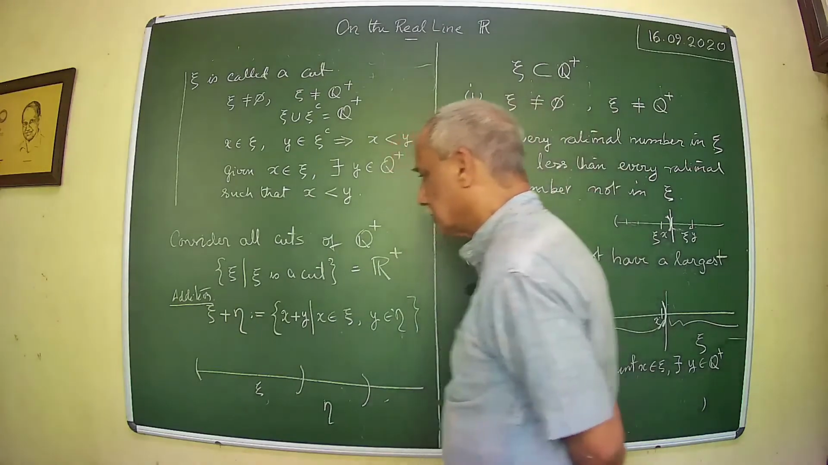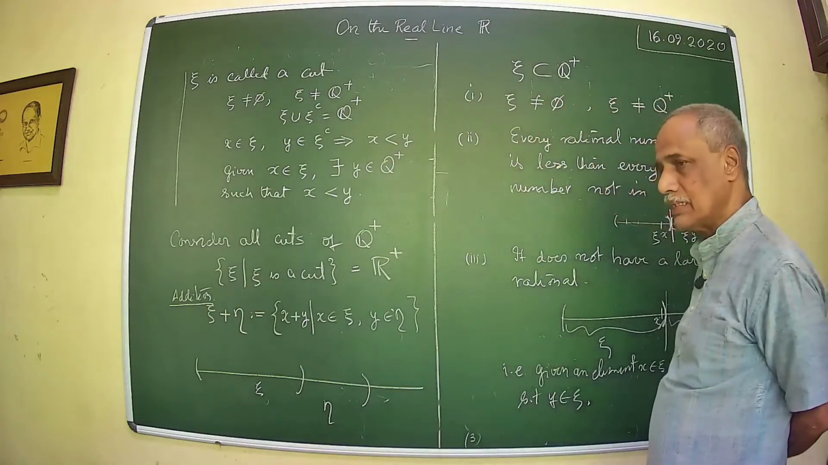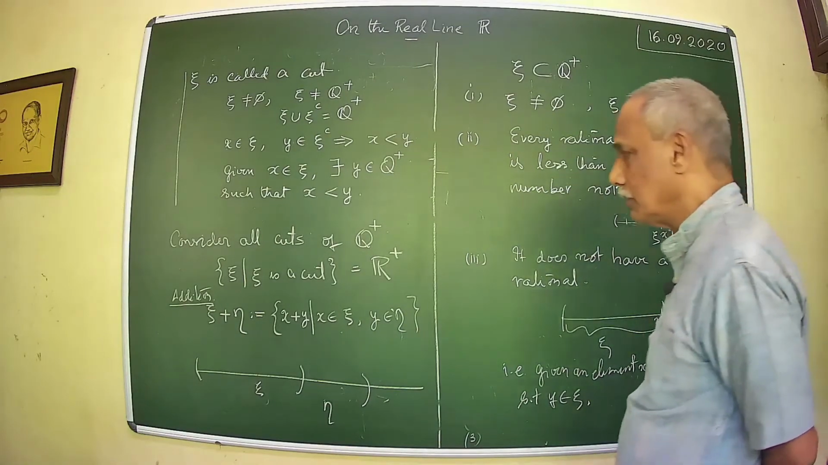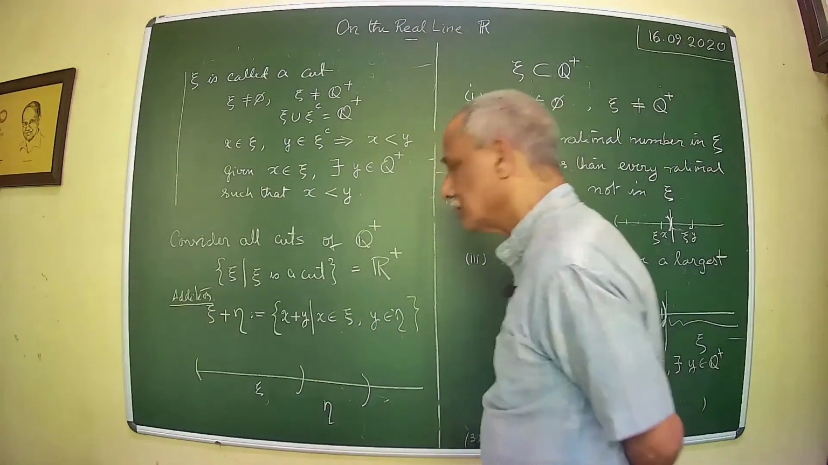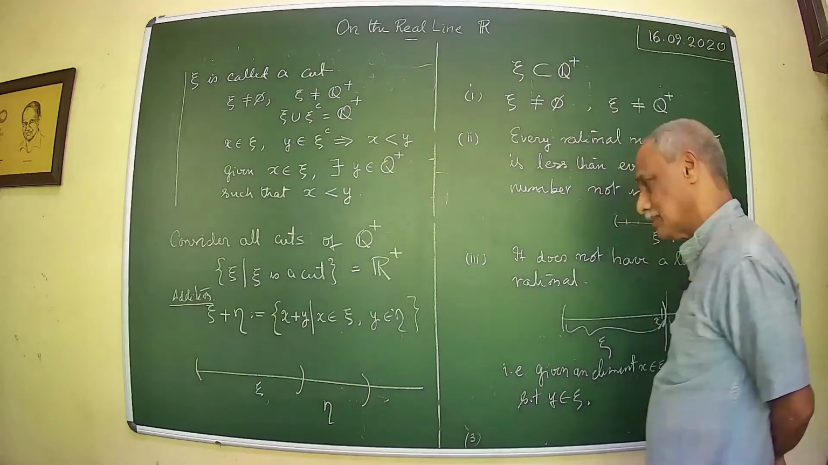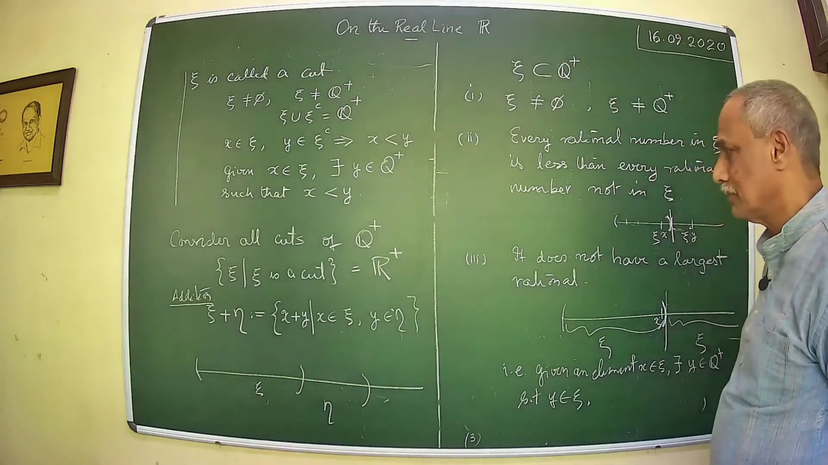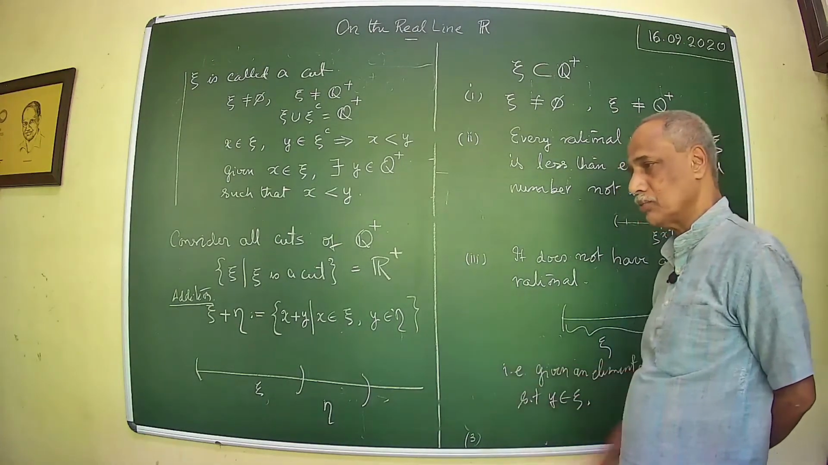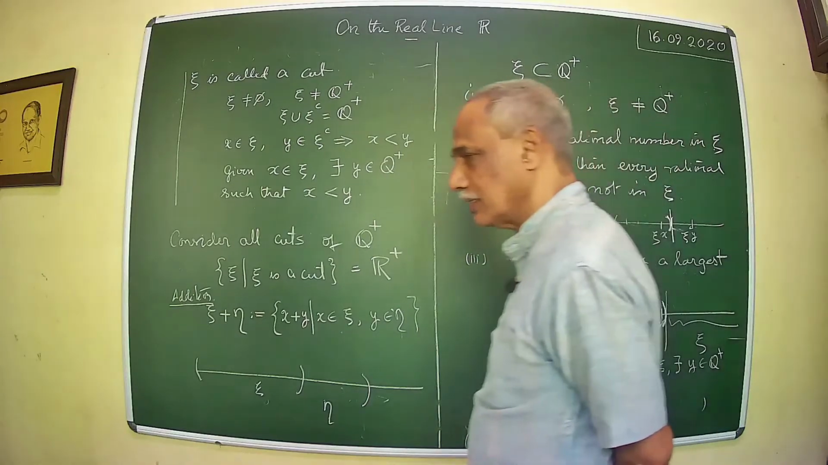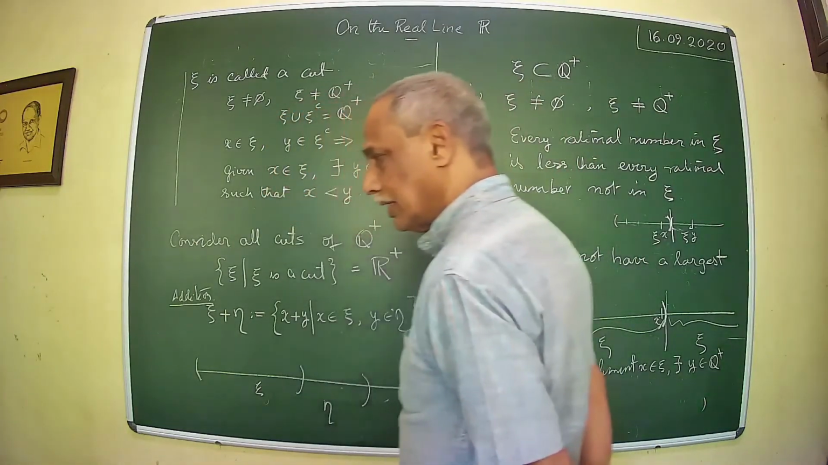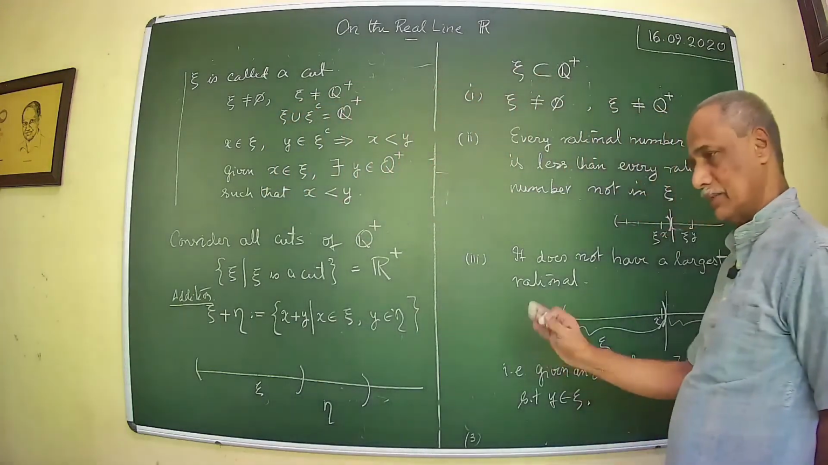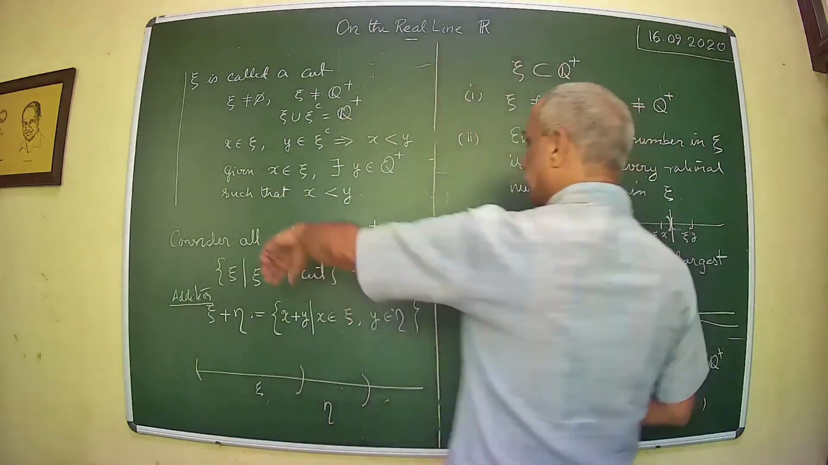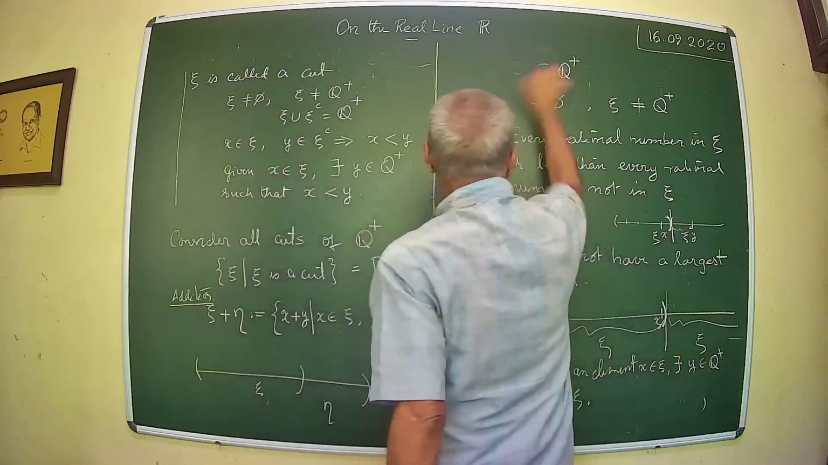What is x plus eta or psi plus eta? Psi plus eta would be all x plus y such that x is less than 1, y is less than 2. Therefore, you take x plus y, you see that x plus y is less than 3. And then show that that gives a cut. Right? So that means all these conditions are satisfied by psi plus eta.